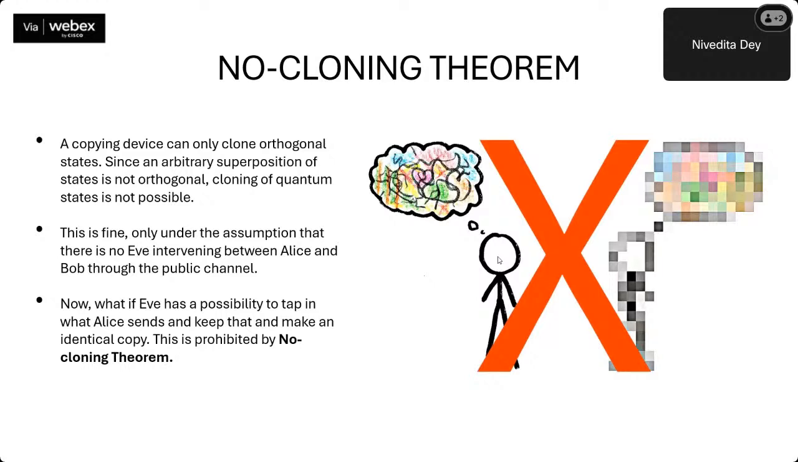The second point is that this holds only under the assumption that there is no Eve intervening between Alice and Bob through the public channel. If Eve has the possibility to tap into what Alice sends, keep it and make an identical copy, this is also prohibited by the no cloning theorem, because Eve cannot under any condition make an arbitrary or identical copy.